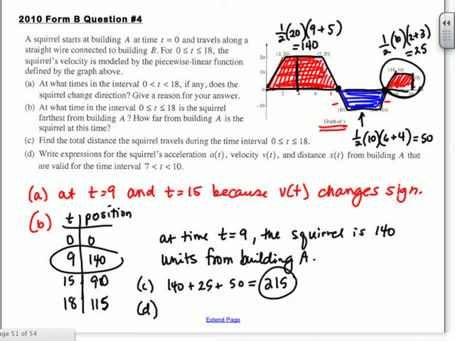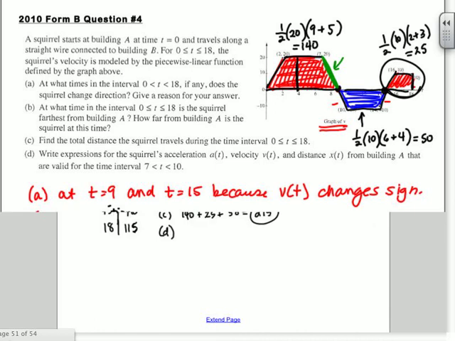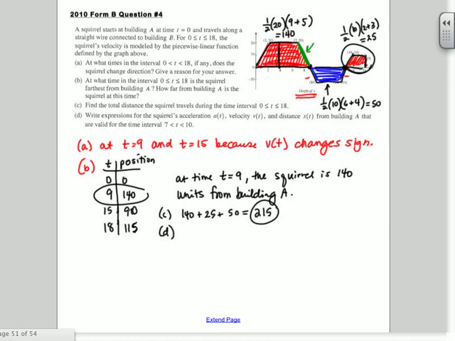All right, and then D. So write expressions for the squirrel's acceleration, velocity, and distance from building A that are valid between 7 and 10. Okay. This one's a little weird. So when you're looking between 7 and 10 units, you're along this line right here, the green line. Okay. So its velocity is a constant. It's constantly decreasing, right? That's by a certain amount. Okay. So we need to find some different things. So if I had the velocity, then I can find the acceleration by finding its slope, right? Its derivative.